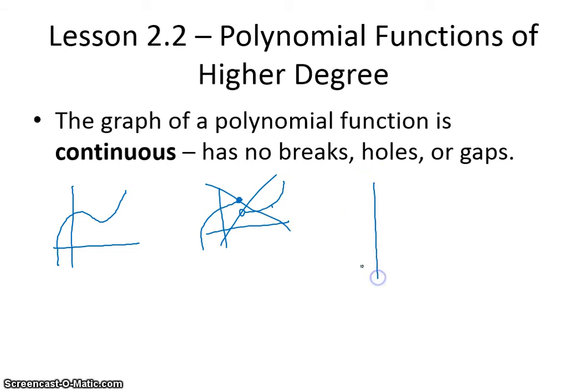Or sometimes we'll have ones that have a real sharp turn or sharp part of the graph like that. That sharp turn, instead of being smooth, makes it so this is also not continuous.